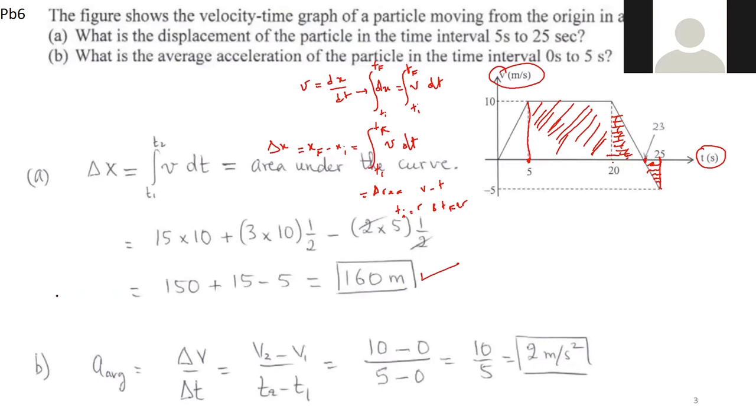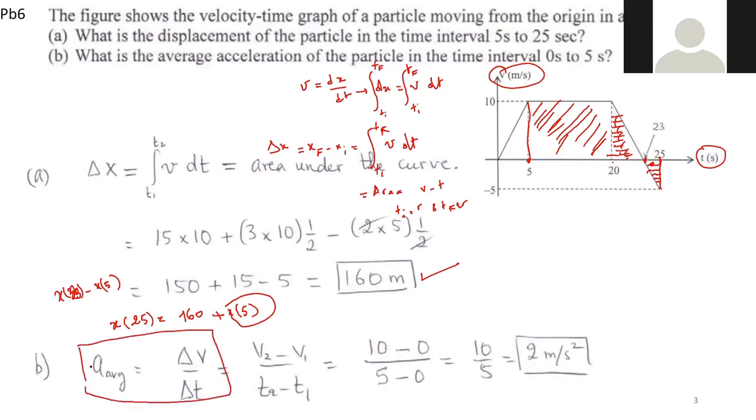And this is equal to what? In reality it is equal to x at 25 minus x at 5 seconds, because I said t final is 25. So x at 25 is just 160 plus x at 5 seconds. Now if in a problem I give you x at 5 seconds, I can ask you what is x at 25. The second question is also straightforward. I already talked about average acceleration, so I will skip it.